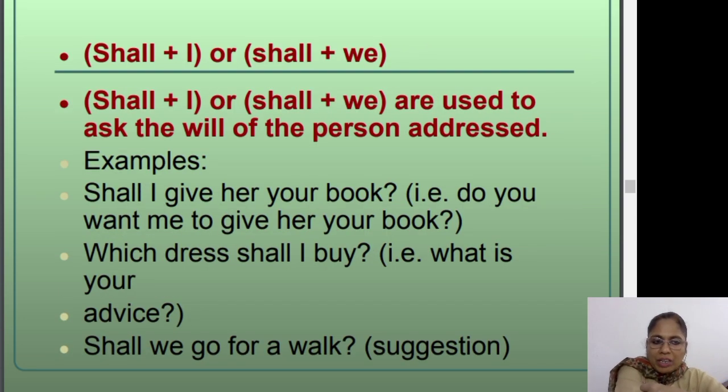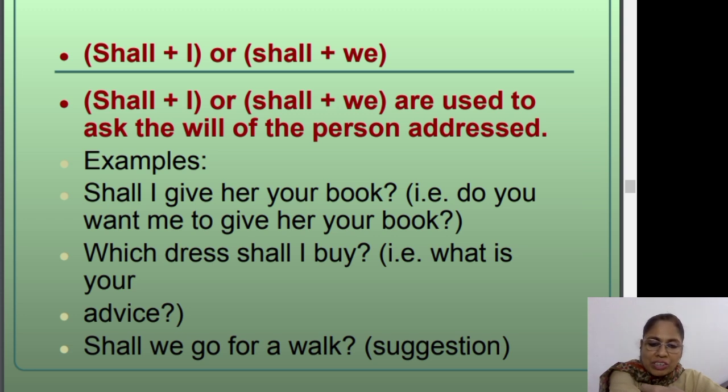What happens when I reverse the order of I shall to shall I? Let's have a look. Shall plus I or shall plus we are used to ask the will of the person addressed. Example, shall I give her your book? It means, do you want me to give her your book? Which dress shall I buy? It means, what is your advice regarding this dress? Shall we go for a walk? Makes a suggestion.